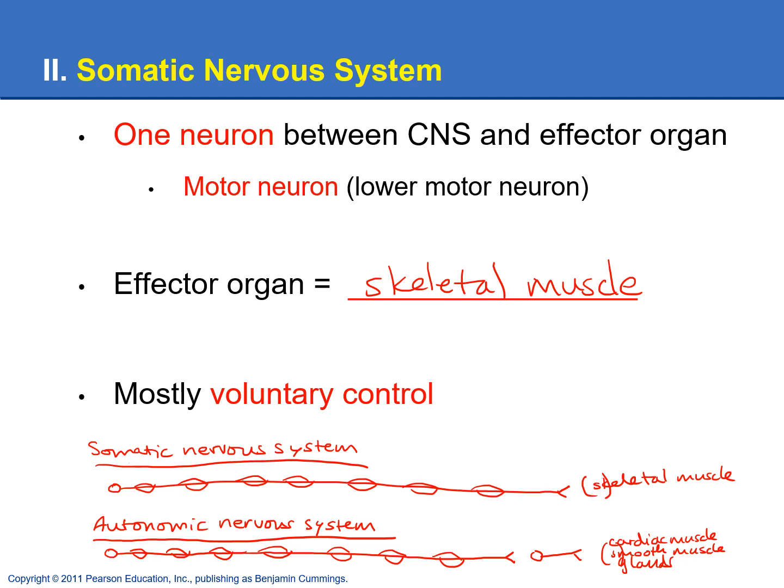And then I also have a picture down here at the bottom just showing the other difference. Somatic nervous system going from the central nervous system out to the skeletal muscle, you just have this one lower motor neuron. And then the autonomic nervous system, remember that there are two neurons to get out to the target organ from the central nervous system. So you've got that preganglionic neuron and that postganglionic neuron. And this is a picture down here of the parasympathetic nervous system because you've got a long preganglionic neuron and a short postganglionic neuron.